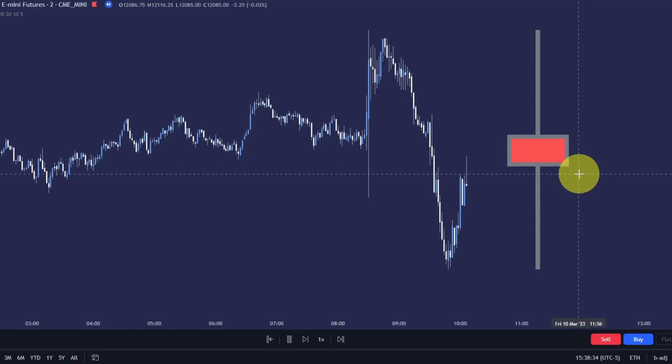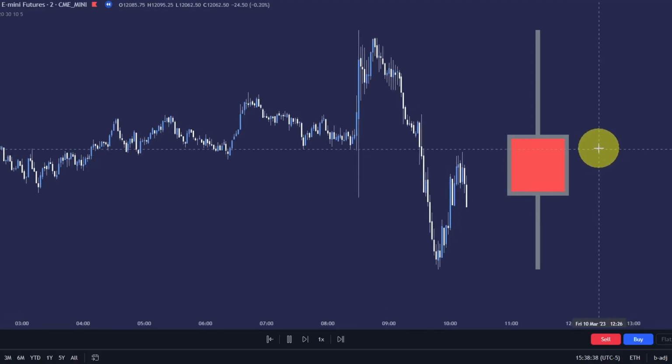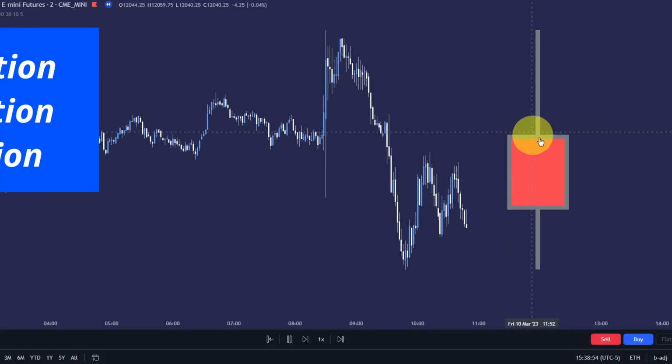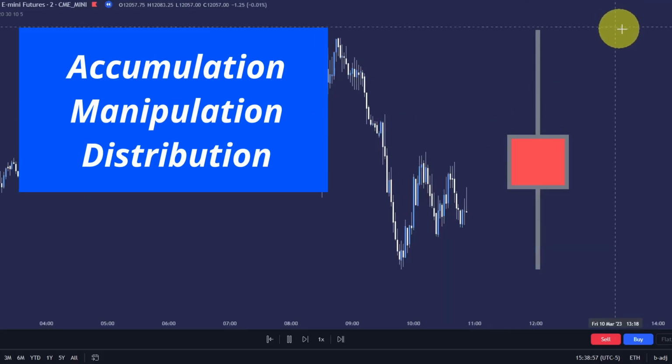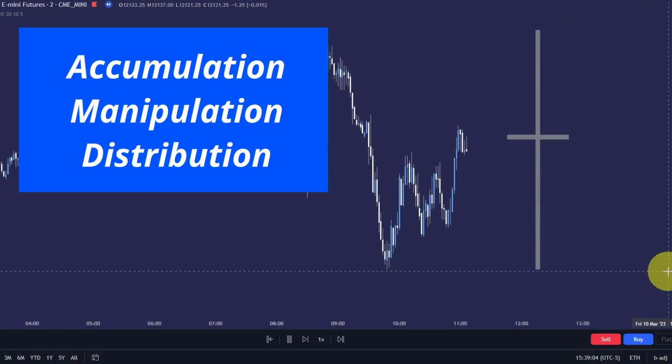But with ICT, especially when you're factoring in some daily bias, if you're expecting expansion in some direction, then you should be looking for signs of accumulation and then manipulation, where we create one end of the range, pretty much a wick on a higher time frame, and then expansion in the other direction.